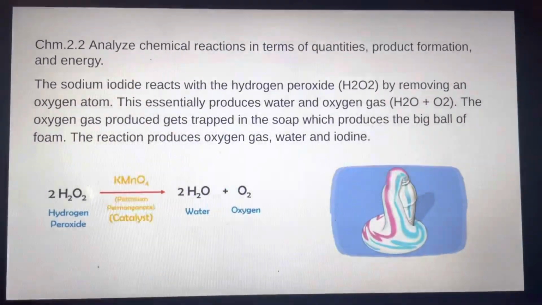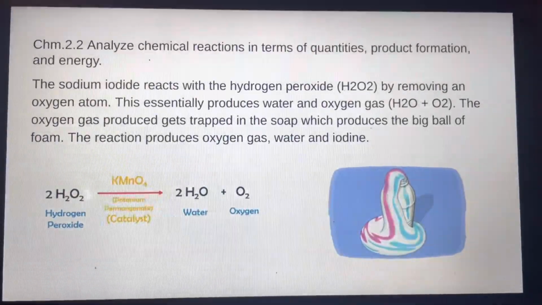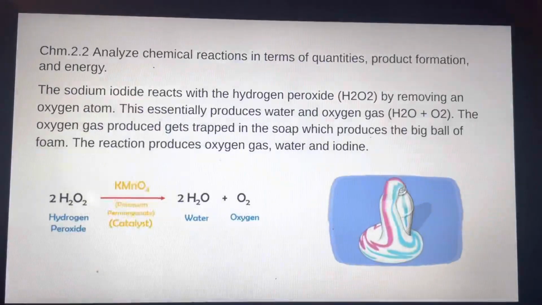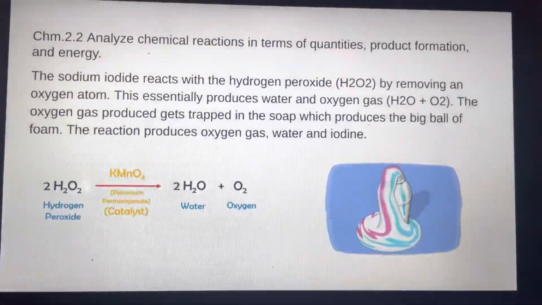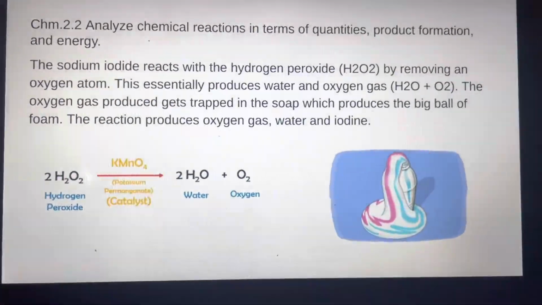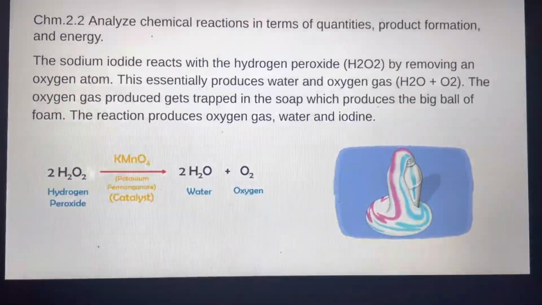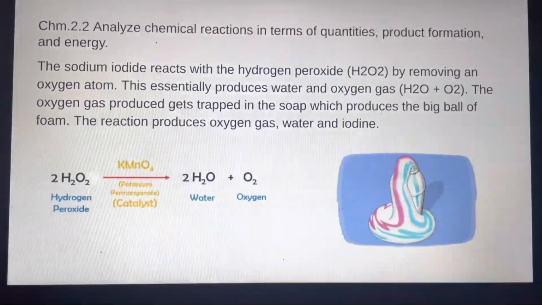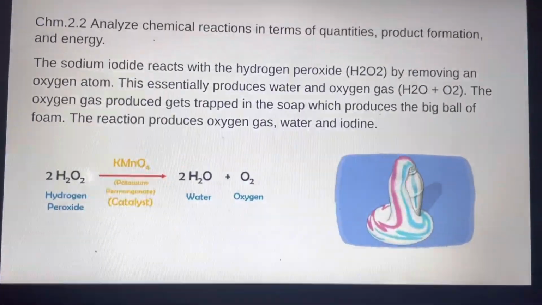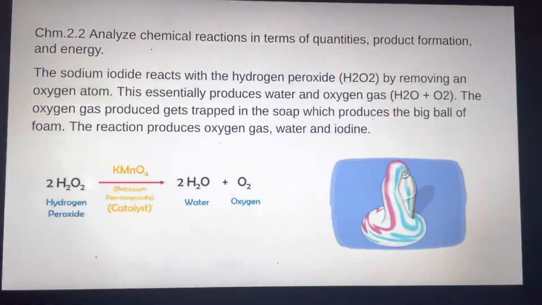First, Chem 2.2, analyze chemical reactions in terms of quantities, product formation, and energy. Sodium iodide reacts with hydrogen peroxide, H2O2, by removing an oxygen atom. This essentially produces water and oxygen gas, H2O and O2. The oxygen gas produced gets trapped in the soap, which produces a big ball of foam. The reaction produces oxygen gas, water, and iodine.